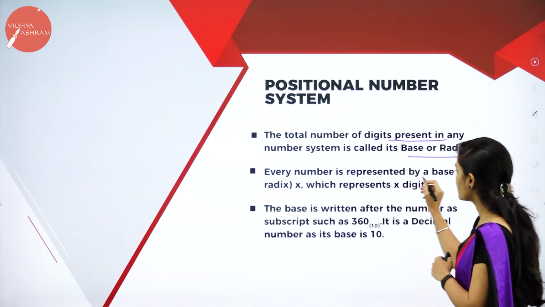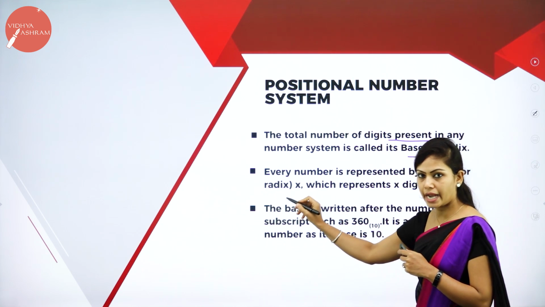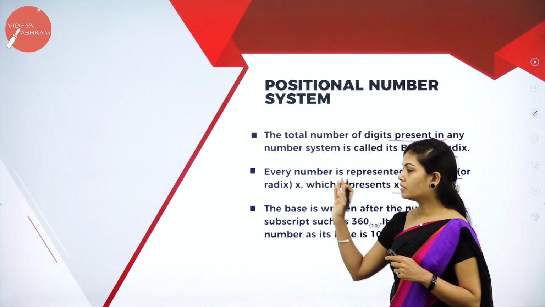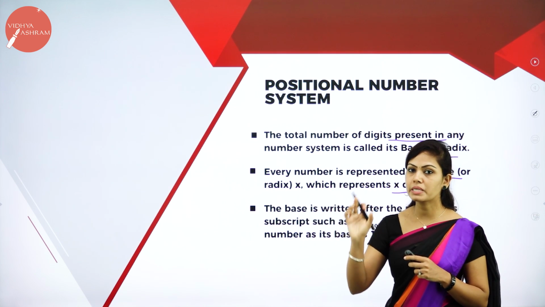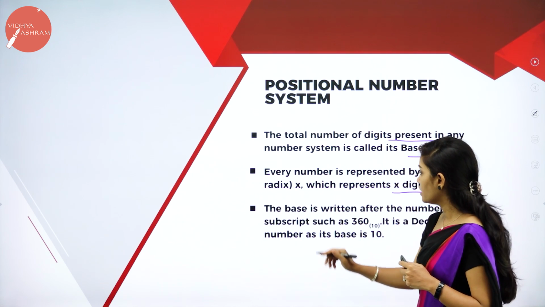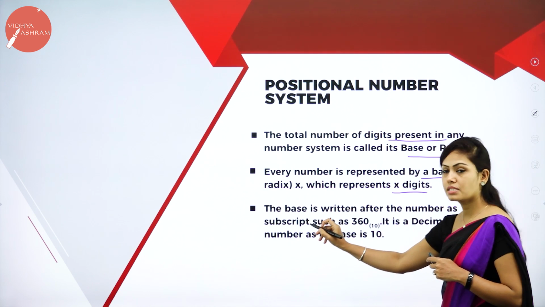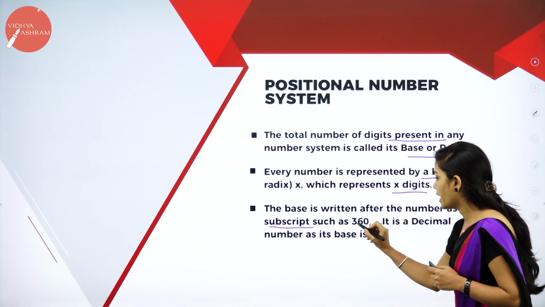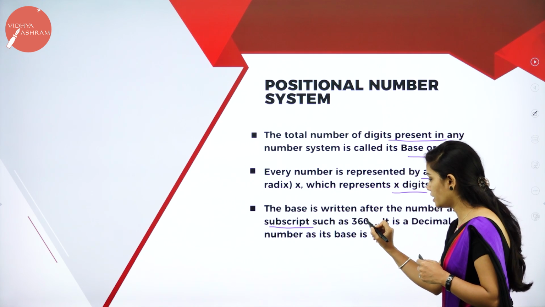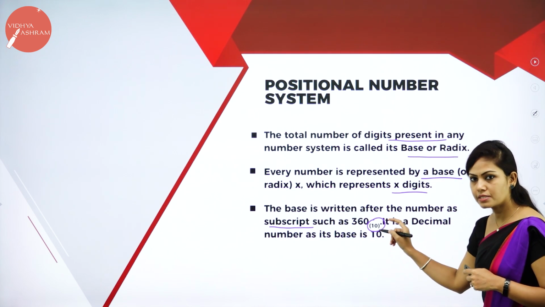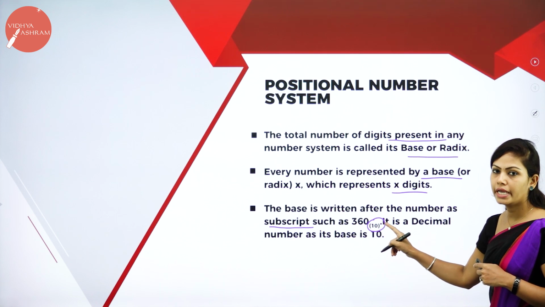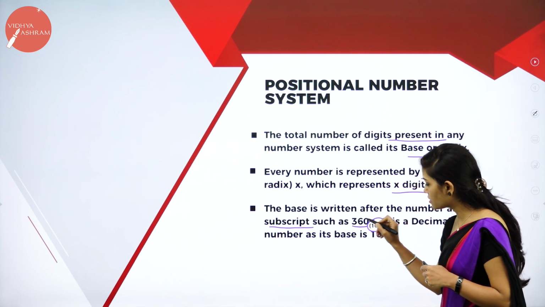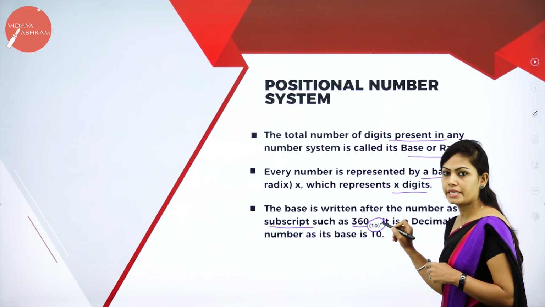And every number is represented by a base or radix which represents the digits. In every number system, we have to use the base value or radix value for representing the digits. And the base is written after the numbers as subscript. The base is written after the numbers as subscript, for example, I am using 360 to the base 10. This is called as base value or subscript or index value. 360, this is called digits. For these digits, we have one base value called radix value.